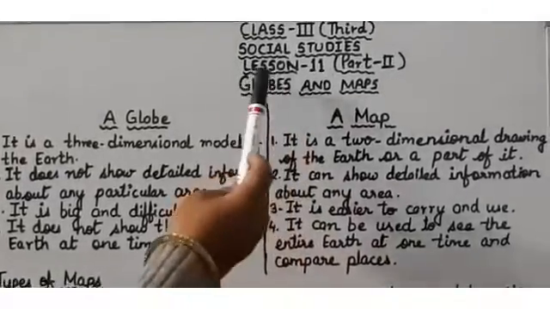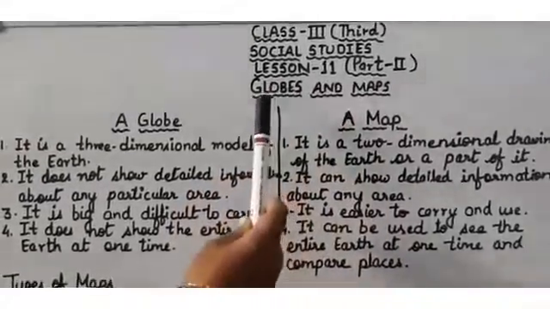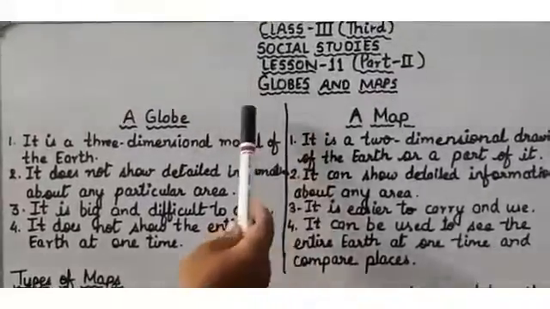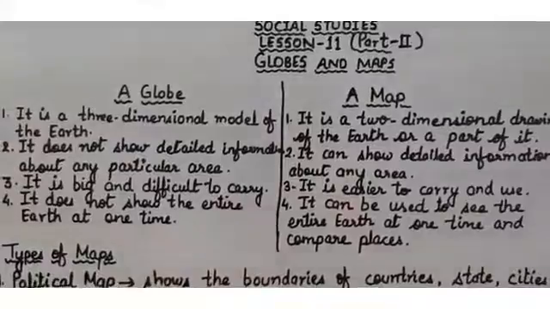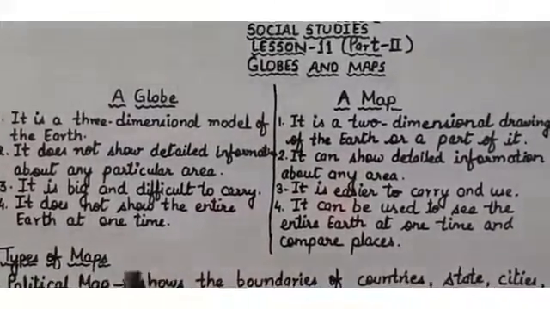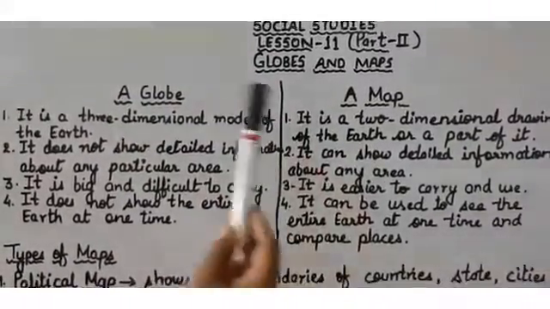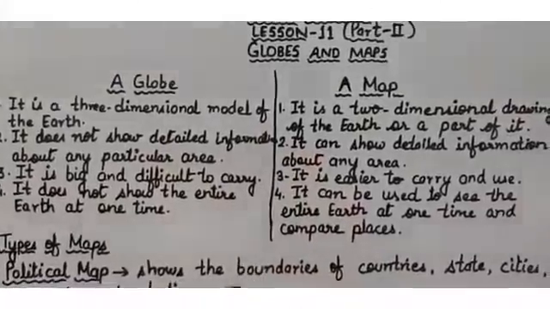Class 3, today in your social studies class, we will continue with lesson number 11, that is Globes and Maps. In the previous video, we studied about globes. So what is a globe? I told you that a globe is a three-dimensional model of our Earth.